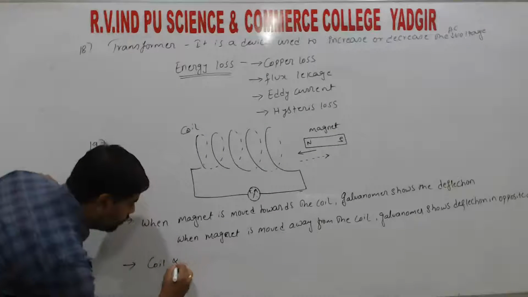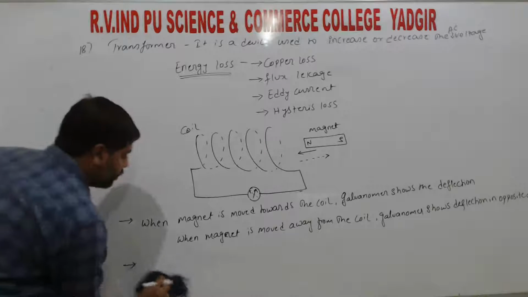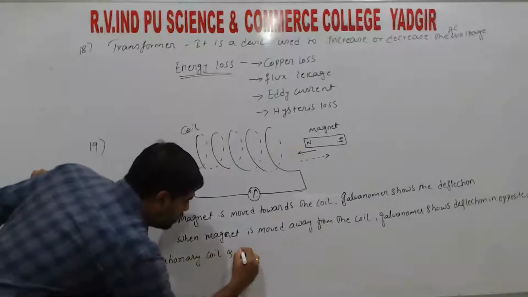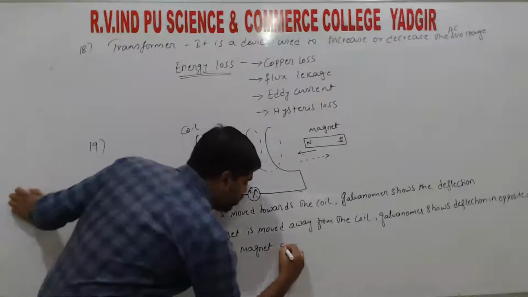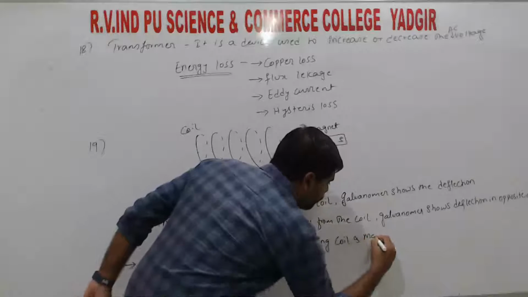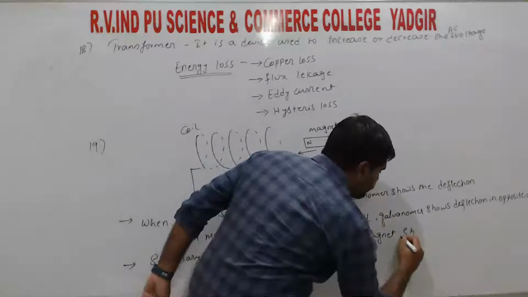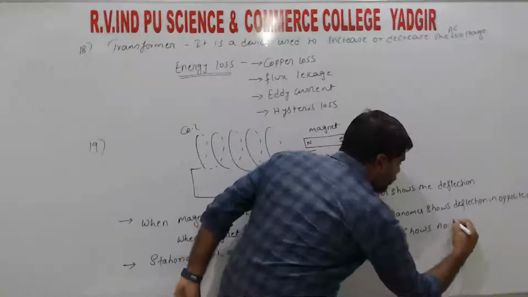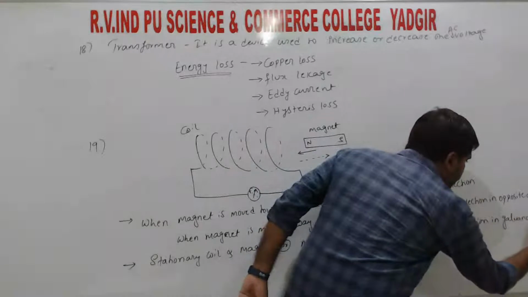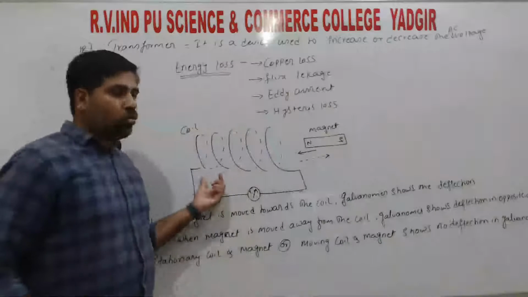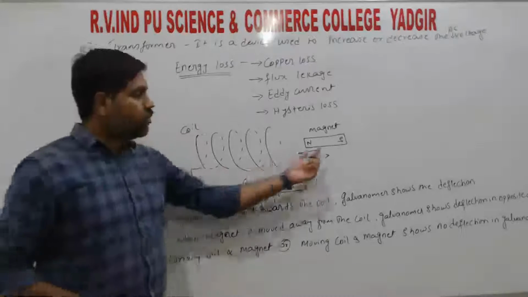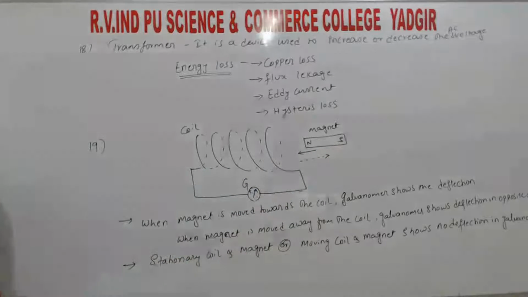Coil and magnet stationary, or moving coil and magnet together, shows no deflection in the galvanometer. When the coil is moving along with the magnet moving, the galvanometer does not show deflection. Even if the coil is stationary and the magnet is also stationary, it does not show deflection. That is the second point.